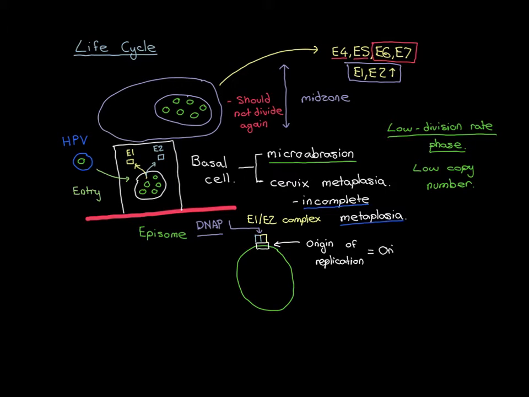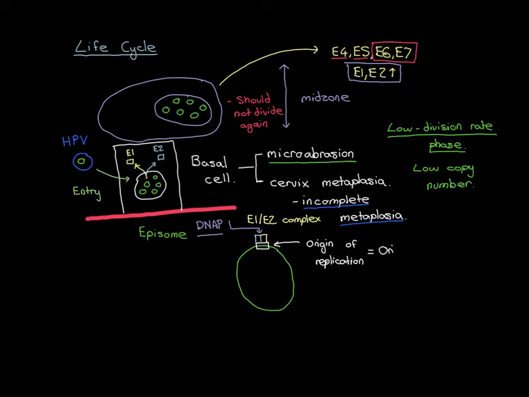And we've discussed that in that single division, even though the host cell DNA is only copied once, the viral genome will be copied more than once. And therefore both daughter cells will end up with more than one viral genome in them. However, it's still a low copy number of viral episomes in each of their nuclei, because this portion is the low division rate phase of the viral life cycle. So we will see a massive viral replication rate later on in the life cycle.